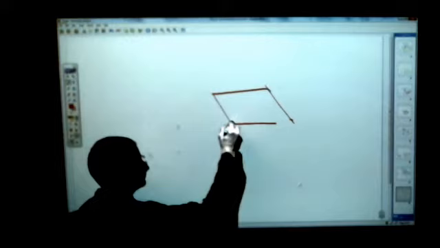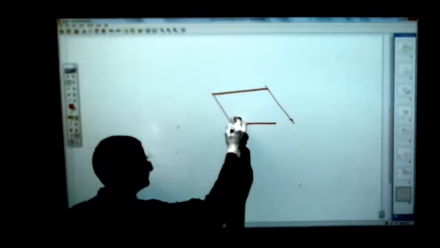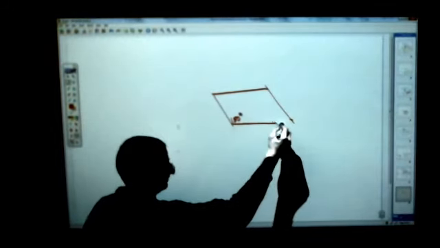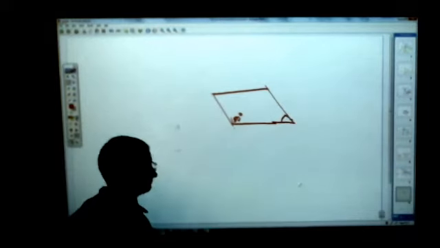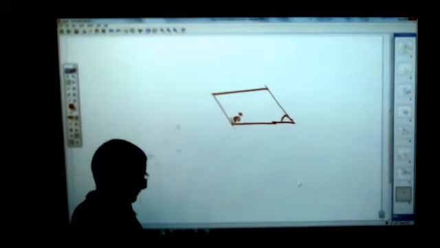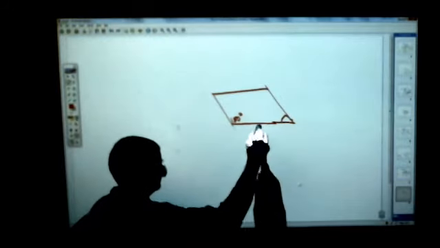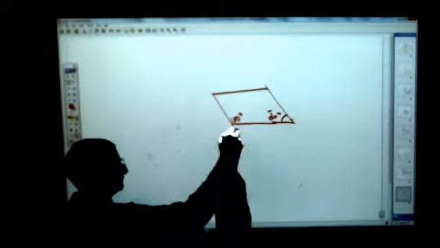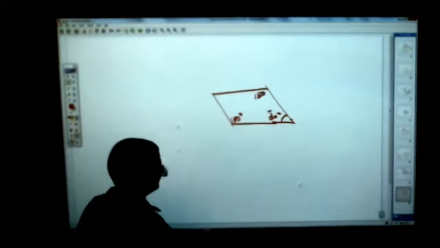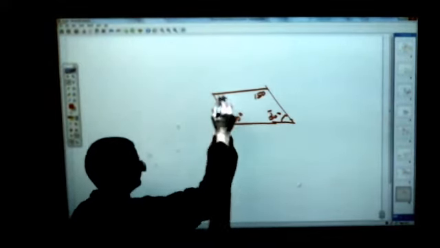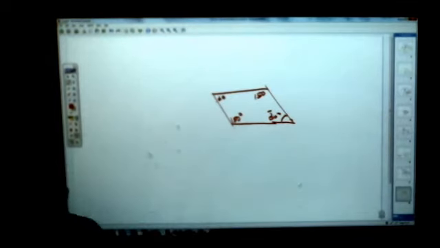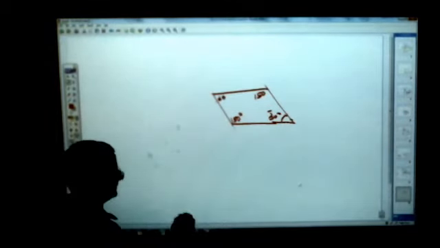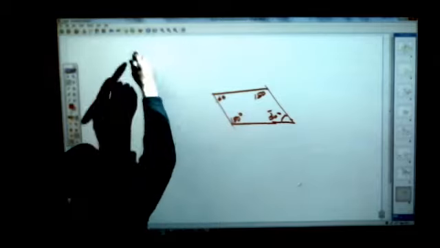If you knew that this was 150 degrees, which it's not, but I can tell you right now that this angle here would have to be how big? Have to add up to 180 degrees, so that angle has to be 30 degrees. And this angle here would have to be 150 degrees. And this angle here would have to be 30 degrees. Just the way it works. Is that not exciting? Now, the next thing we're going to talk about with parallelograms is the area of parallelograms.